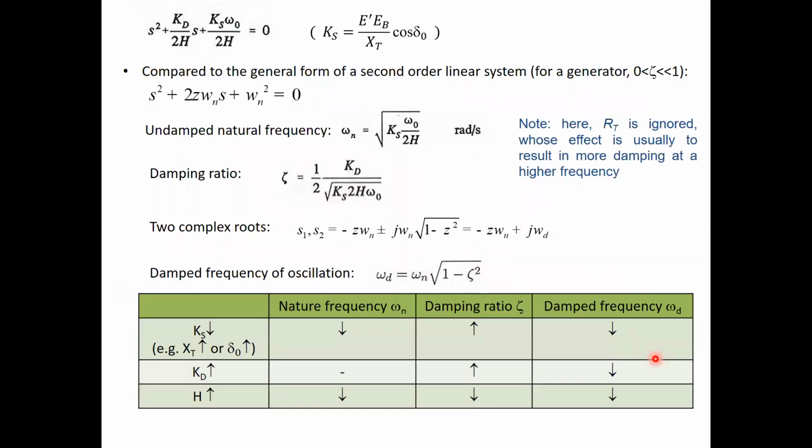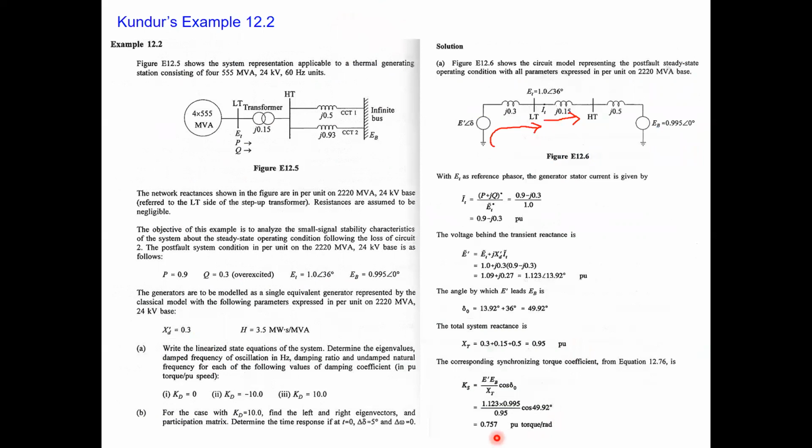In fact, this is what we had here. It is E prime into EB. Just remember that this is the magnitude quantity here. And then cos of delta naught, it is this one, and then the total reactance here. So the synchronizing torque coefficient is this much.